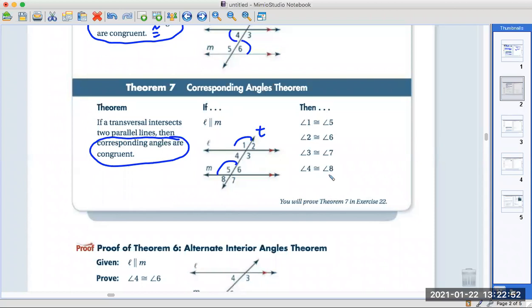There's always 4 pairs of corresponding. Okay, there's only two pairs of the other ones. So 1 and 5, 2 and 6, 3 and 7, 4 and 8 are congruent. And they're all obtuse. Notice they're all bigger than 90 degrees. Okay, so you look at that as well in this case.